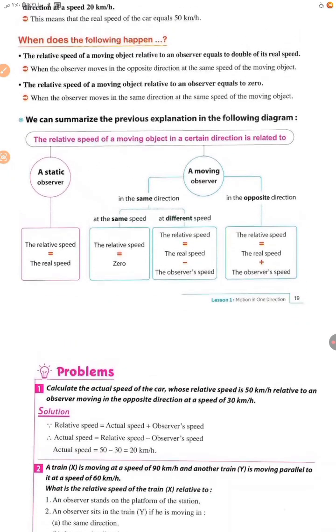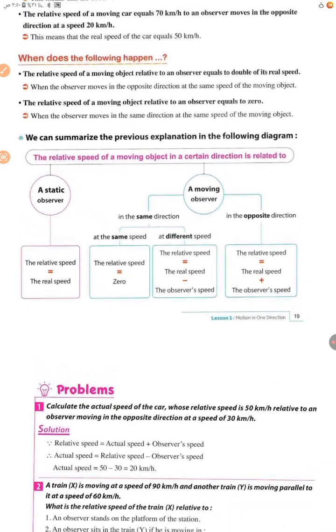When does the following happen? متى يحدث الآتي. The relative speed of a moving object relative to an observer equals double its real speed when the observer moves in the opposite direction at the same speed of the moving object.